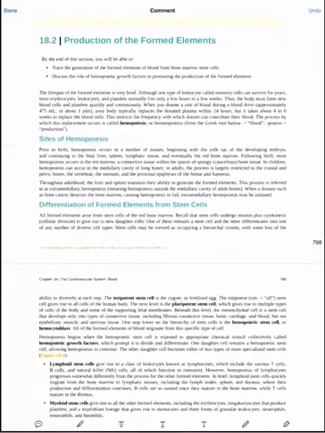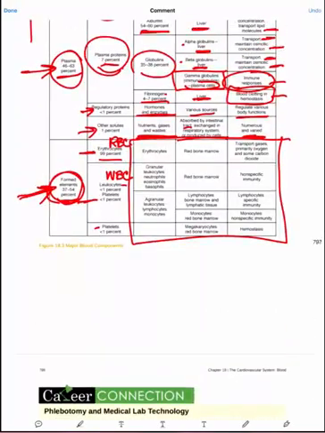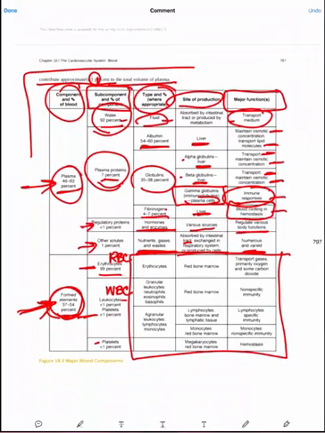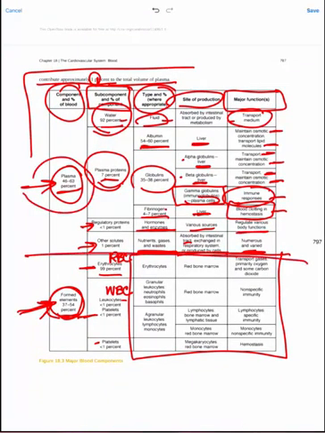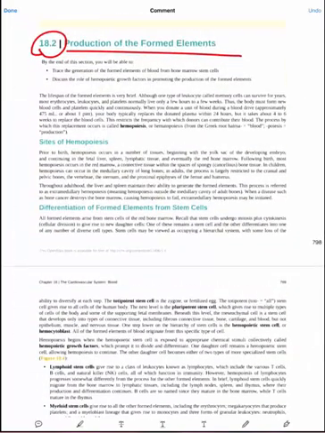So moving on, we have chapter 18.2, the production of the formed elements. So we're going to start getting into, we have talked about the plasma here. So remember our two parts here, component of blood. We have talked about the plasma. We're done talking about the plasma now, and we're going to move into this section down here, the formed elements. And we'll start with the red blood cells. So here we go, chapter 18.2.